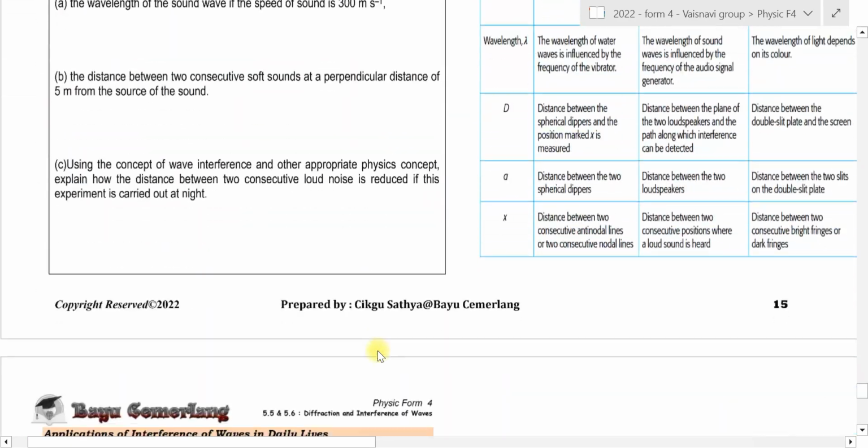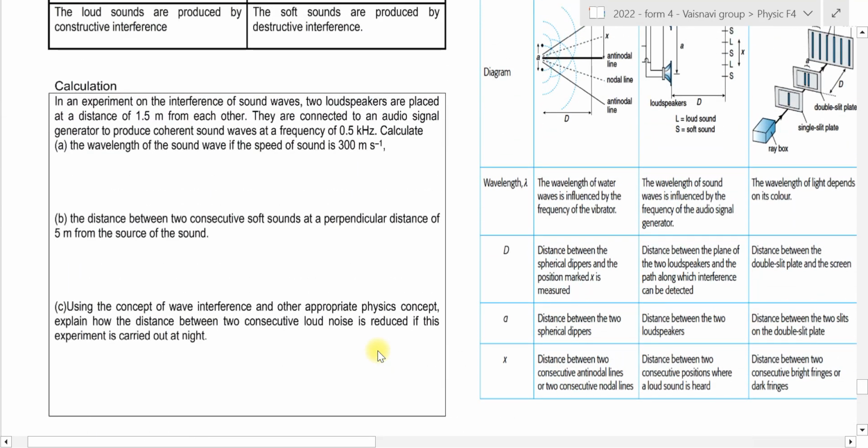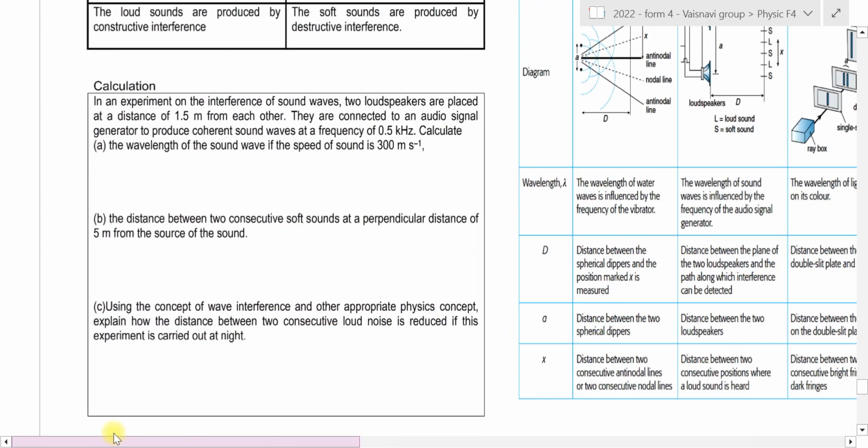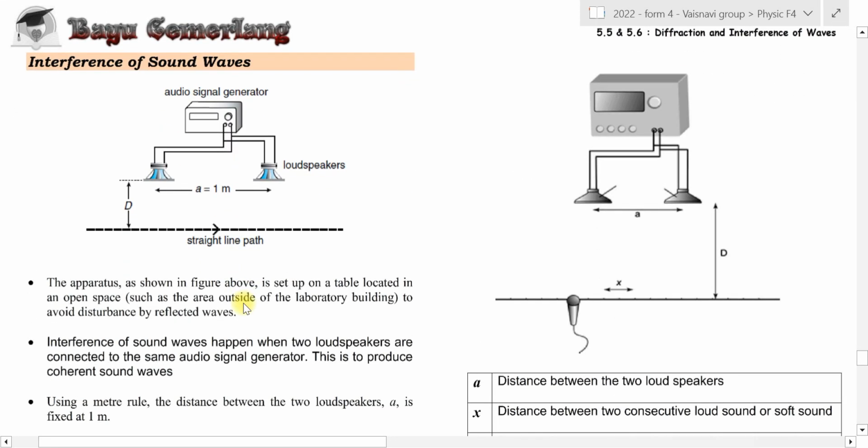Interference of sound wave macam mana kita buat? Okey, kita akan tengok. Calculation dia tak banyak pun. Baik, kita tengok. Interference of sound wave, kita kena ada satu audio signal generator. Okey, dalam audio signal generator ni, kita mesti kena ada dua loudspeaker.